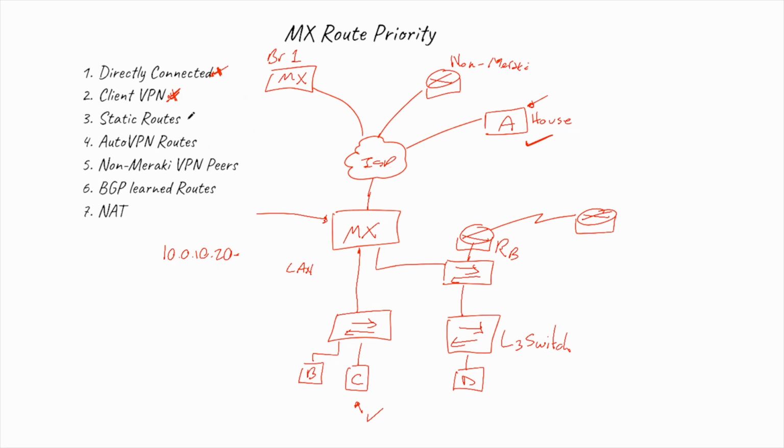So what is next? Next is static routes. You have here the LAN as well that we mentioned. You have a layer 3 device and you have an MPLS to connect to another branch.